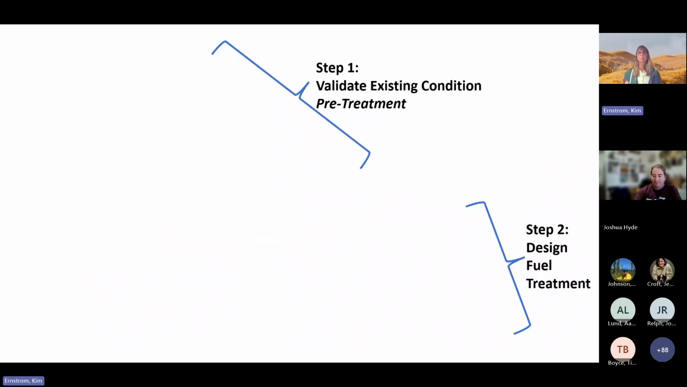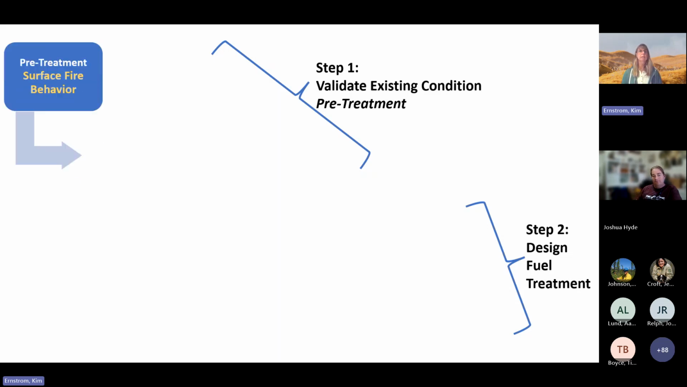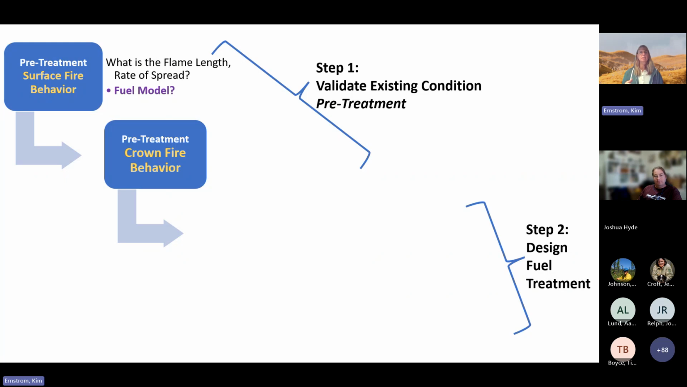So I think of it as two steps. The first step is validating what we have there currently. What is our pre-treatment condition, right? So we look at surface fire behavior first. What kind of fire behavior are we getting now before we do anything? What's the flame length? What's the rate of spread? And therefore, what is the fuel model? We can get that from the LANDFIRE data, but we need to validate it and make sure it's accurate for what we've actually got there. Then we need to look at what kind of crown fire behavior we are getting. Are we getting torching? Are we getting spotting? What's happening before we do any sort of treatment? So what are the canopy characteristics? What's causing that fire behavior?